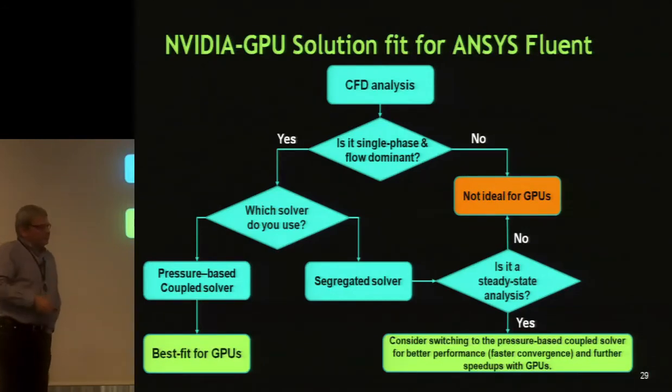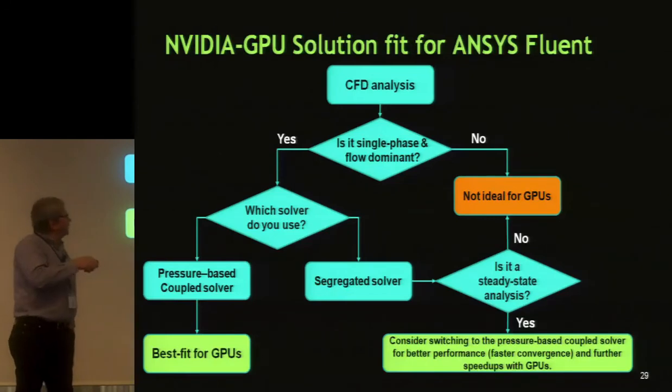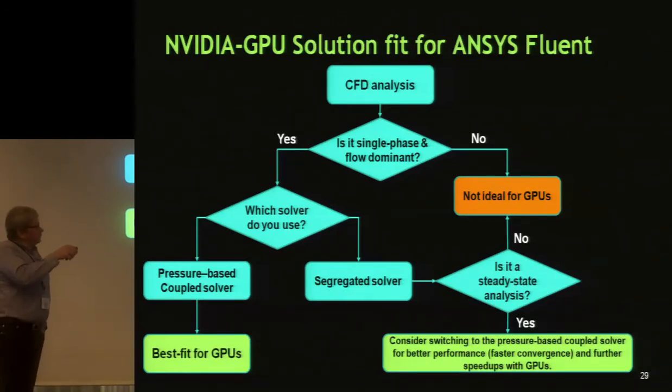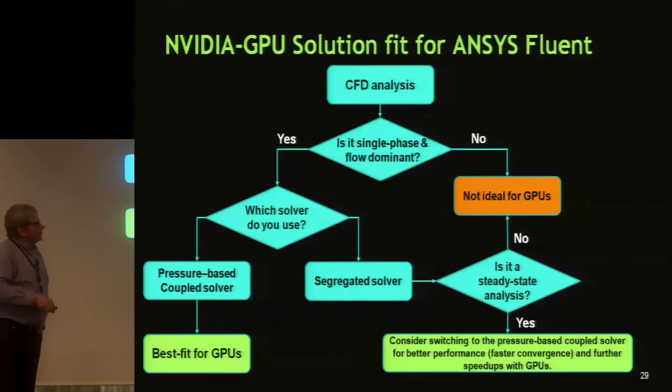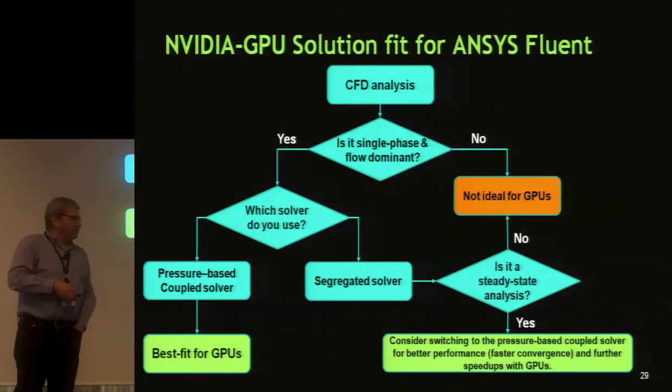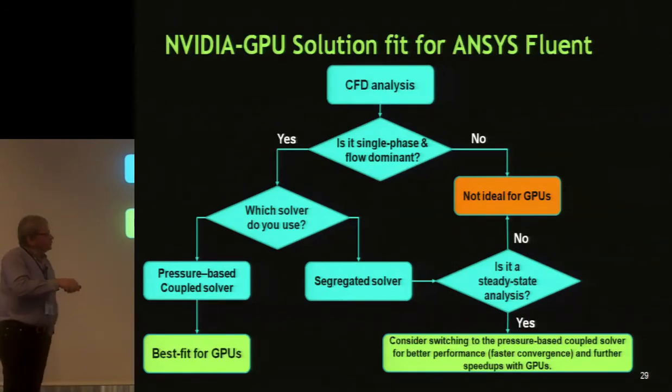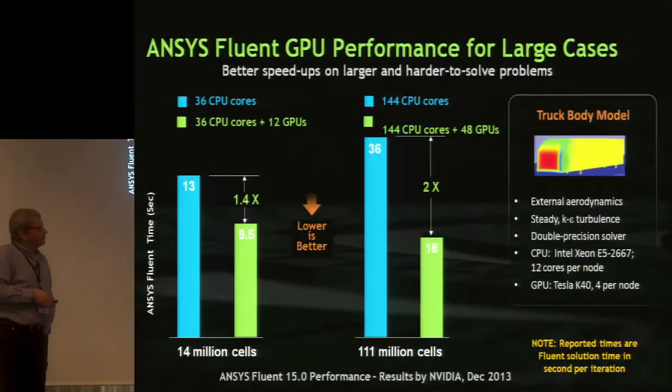So which solution fits with ANSYS Fluent on the GPU? Is it single phase and flow dominant? Yes. Which solver will be used? I talked about the pressure-based coupled solver or the segregated solver. The pressure-based coupled solver fits best for GPUs. So if you are using the segregated solver, then you can consider switching to a pressure-based coupled solver for better performance and for using GPUs in order to get this additional speedup.